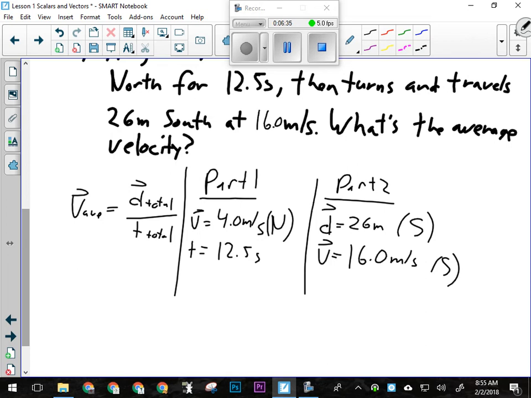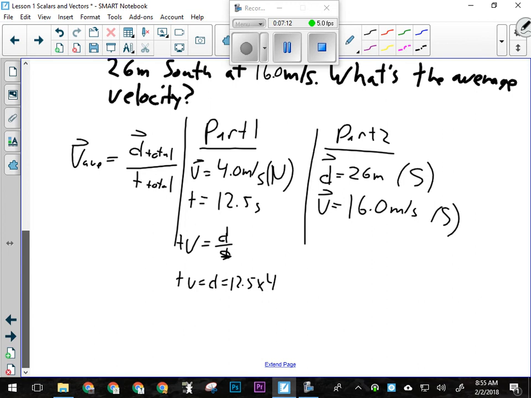Okay, I need to know the total displacement of this truck as well as the total time for the whole trip. I don't have the displacement of the truck in part one, but I have V and T. So can I find the displacement of the truck in the first part? Yes, I can. I just have to manipulate V equals D over T. So I've got V equals D over T, and I'm going to solve for D. I'm going to multiply both sides by T, and that'll give me D. T times V equals D. So 12.5 times 4. That'll give me the displacement of the garbage truck during the first part.